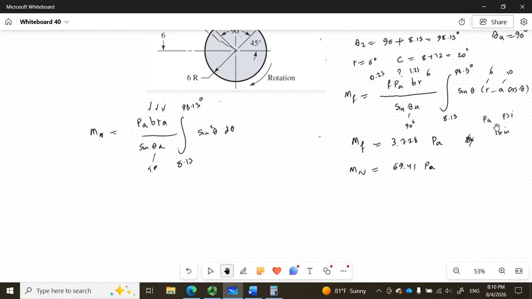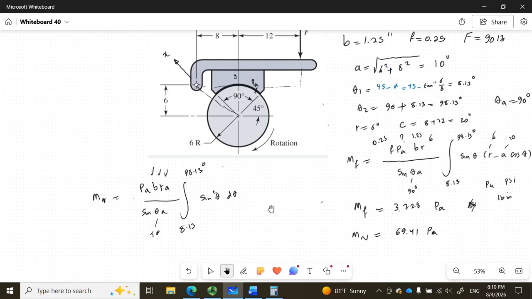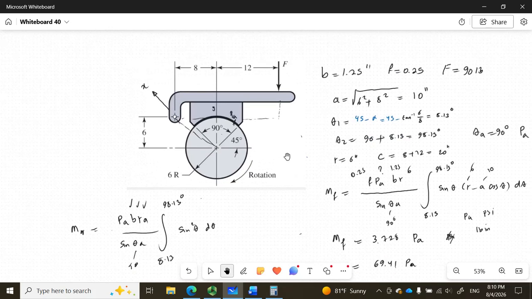PA. Alright, so we found these two, and then the question now is whether this system is self-energizing or not. For this one it's a bit tricky. It's not easy. The reason is, if you look at here, sometimes the moment caused by the friction is actually helping. So if you look at here, friction force here, you see here, for these friction forces is actually pushing the arm upward, so disengaging the system.